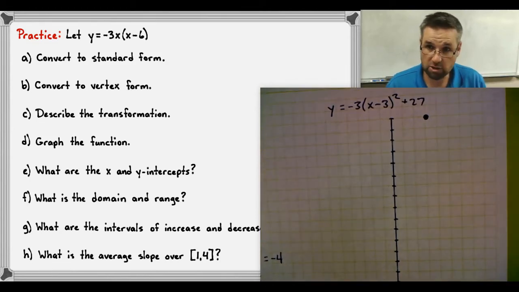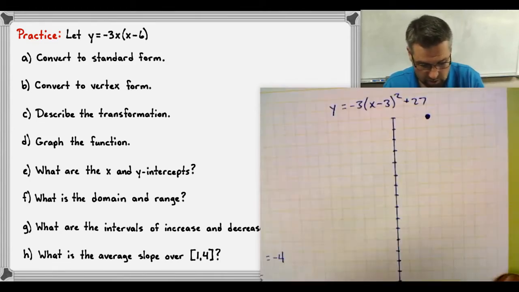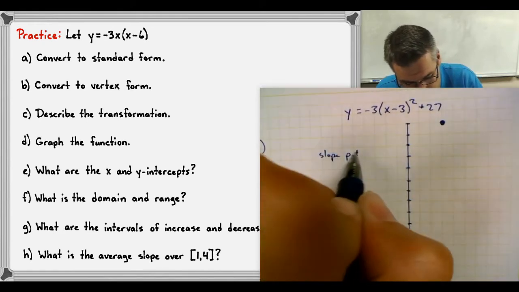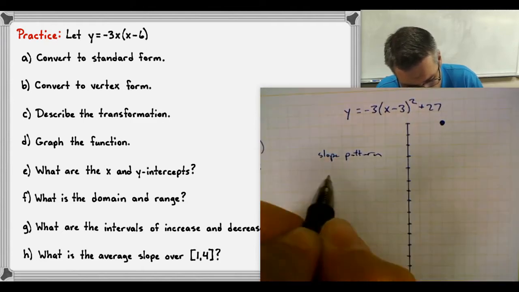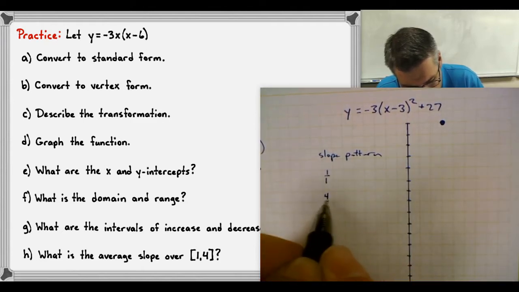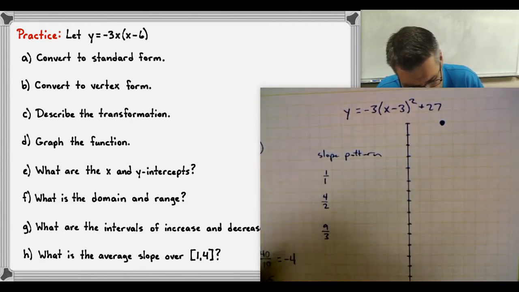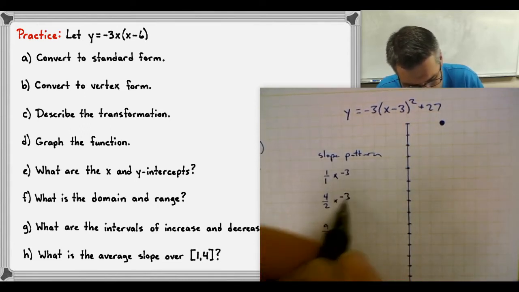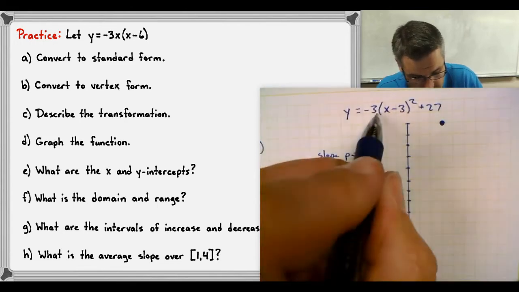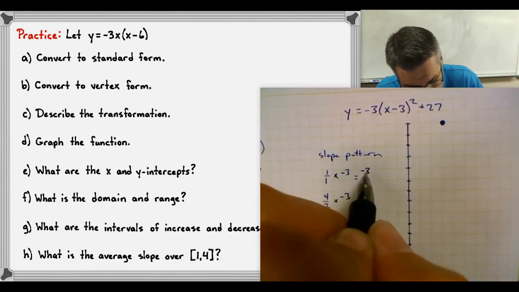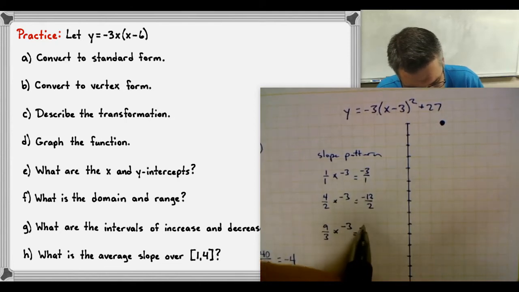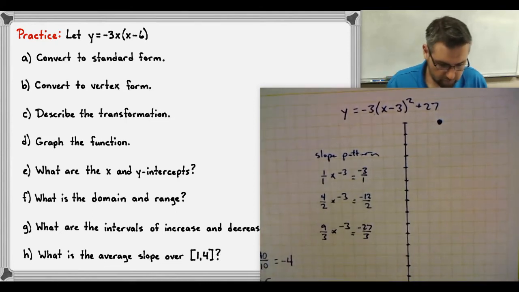And then from there, we have to follow our slope pattern. Since this opens down, we know it's going to go down here. Our slope pattern, remember, is normally 1 over 1, 4 over 2, 9 over 3, and so on. But we need to multiply that by negative 3 because our a value is negative 3. So we end up with negative 3 over 1, negative 12 over 2, and negative 27 over 3. And that should be enough to identify our graph.